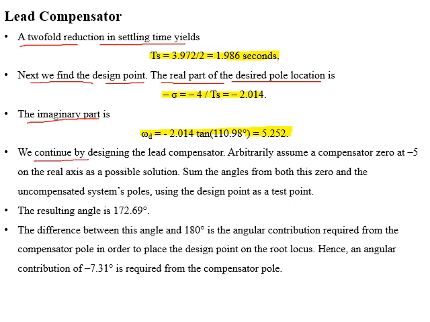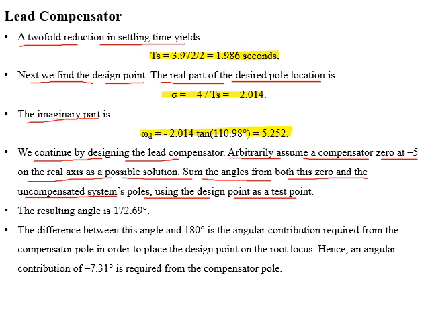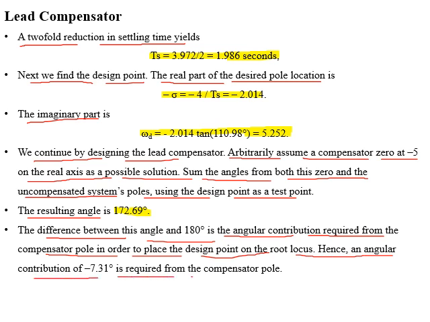Students, now in the problem we have to design 3 lead controllers. For the first lead compensator, we will choose the location of -5 for the compensator zero on the real axis. Now we will find the sum of angles of the uncompensated system poles and the zero added at -5 to the new design point, and will find its difference with 180 degrees. The sum of angles here equals 172.69. The difference between this angle and 180 degrees is the angular contribution required from the compensator pole in order to make the new design point a part of the root locus. So an angular contribution of minus 7.31 degrees is required from the compensator pole.